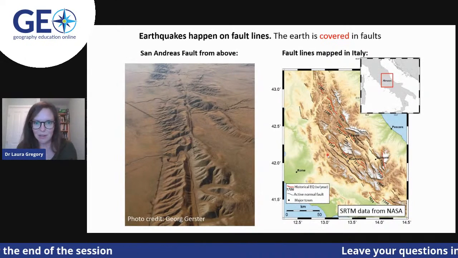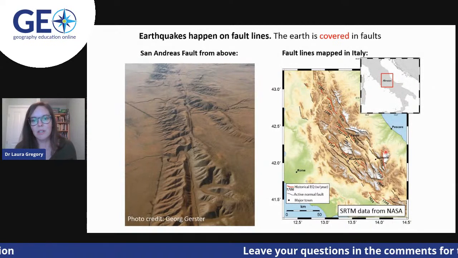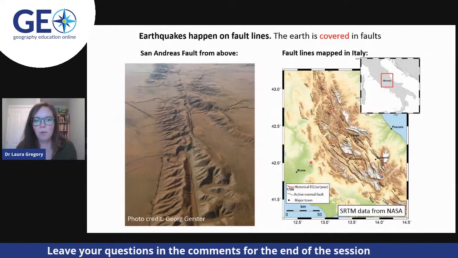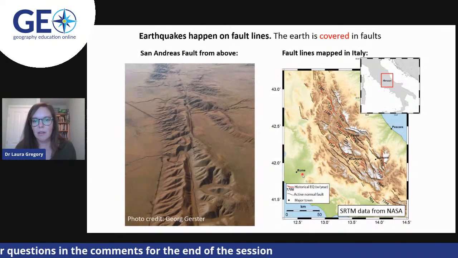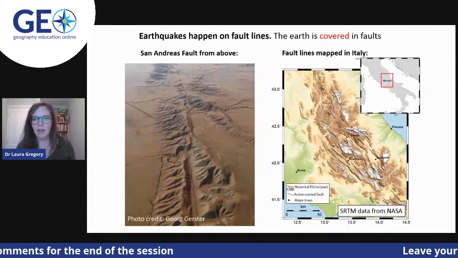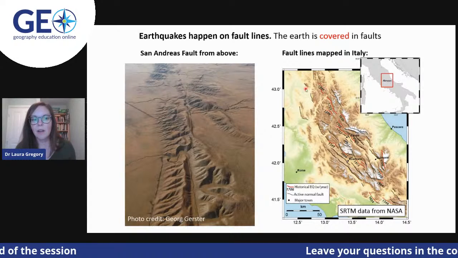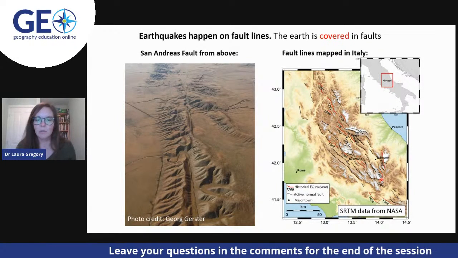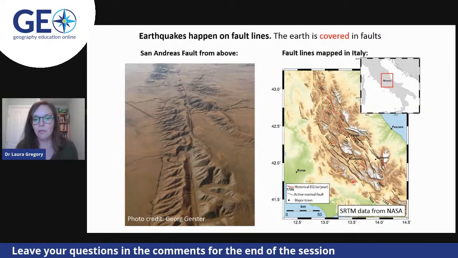And so in Italy, this is what the picture looks like. Here we just have a topographic map. The mountains are in white. You can see Rome here, which you're probably familiar with. And then the Apennine mountain chain next to Rome is covered in fault lines. And we know these fault lines exist because we geologists have found them in the field.